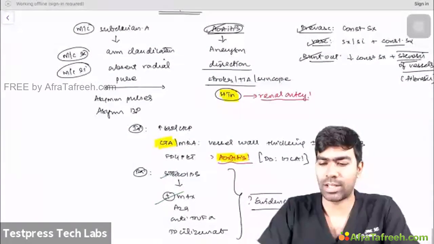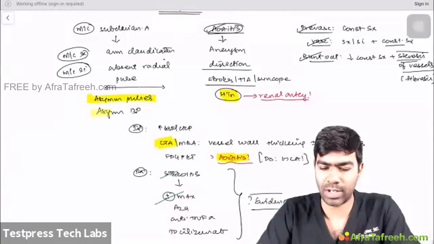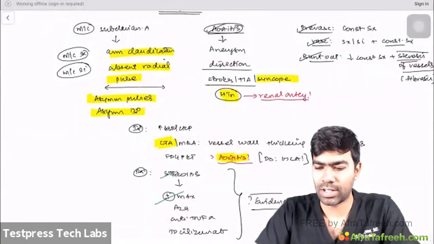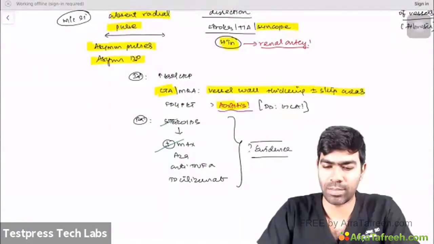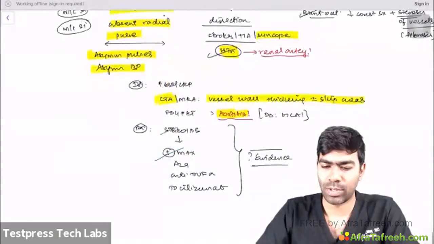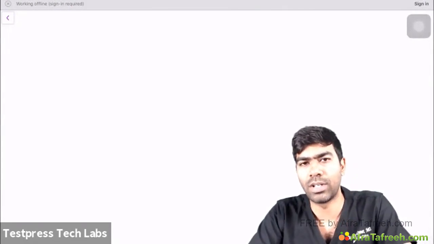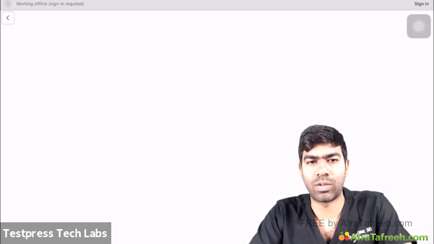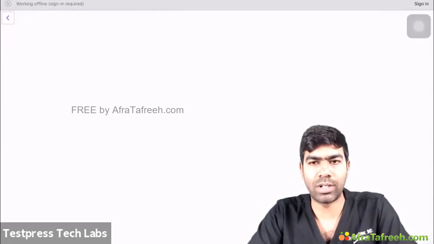So Takayasu arteritis in exam is very easy to diagnose. Even in real time, it's very easy to diagnose: asymmetric pulses and BP, absent radial pulse, arm claudication, presentation with syncope, and a CT or MRI showing vessel wall thickening and skip areas, and development of severe hypertension. That's all. So this is going to be Takayasu arteritis in exam. Treatment is the same as that of giant cell arteritis. You're going to treat with steroids plus or minus a steroid-sparing agent like methotrexate. That's all. Nothing else.